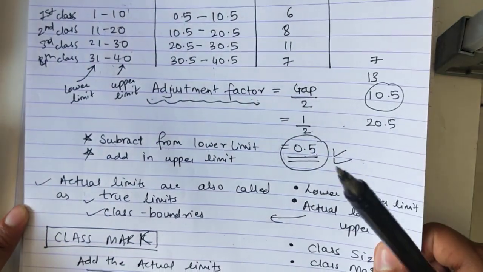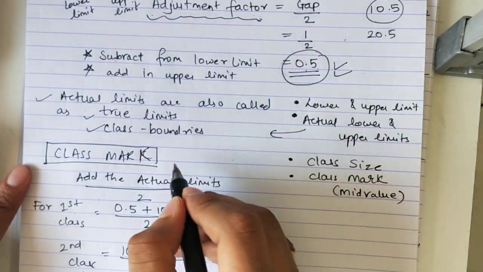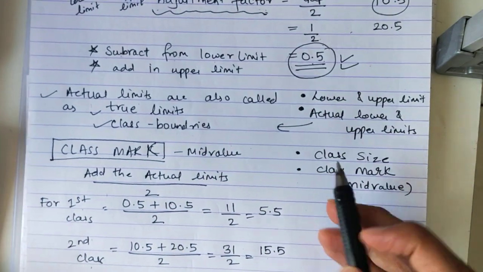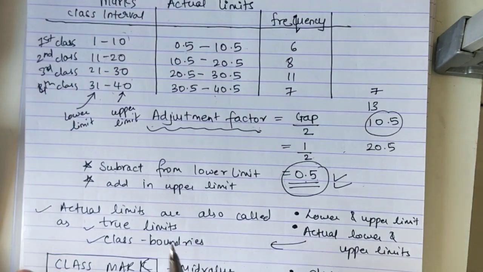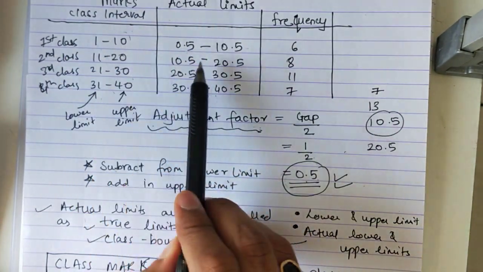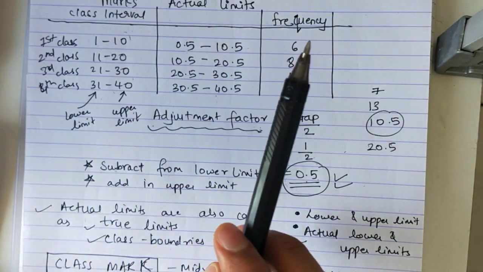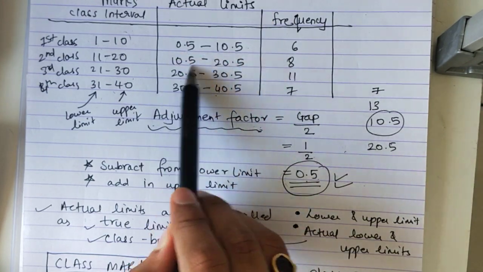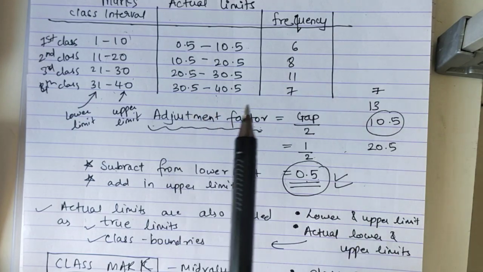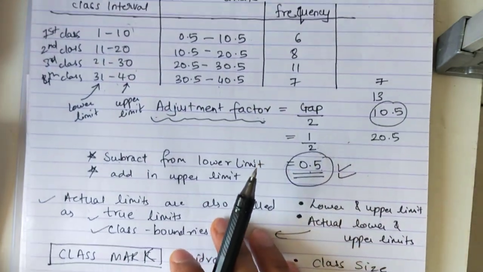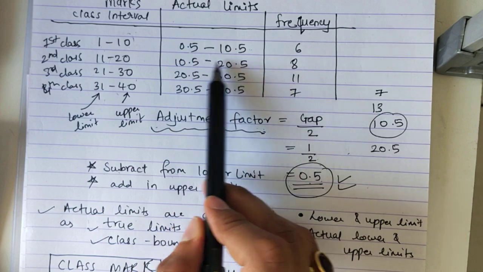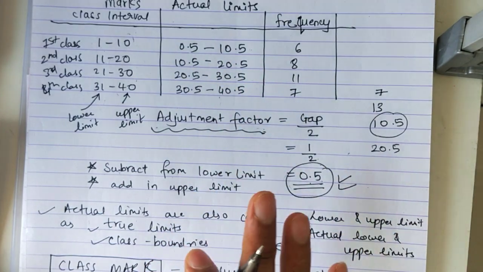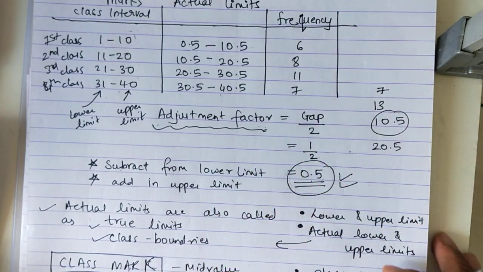Now, what is class mark? Class mark is also called mid value. How to find it? If they ask you the class mark of the second class, add both the values, the upper limit and the lower limit, and divide by 2. If they ask you the class size, then take the difference of these actual limits. These are all the types of questions which they can ask in a particular sum.